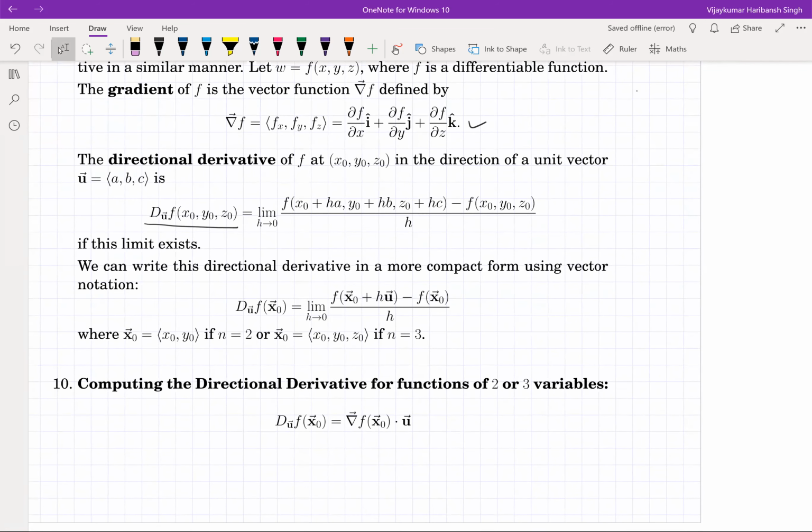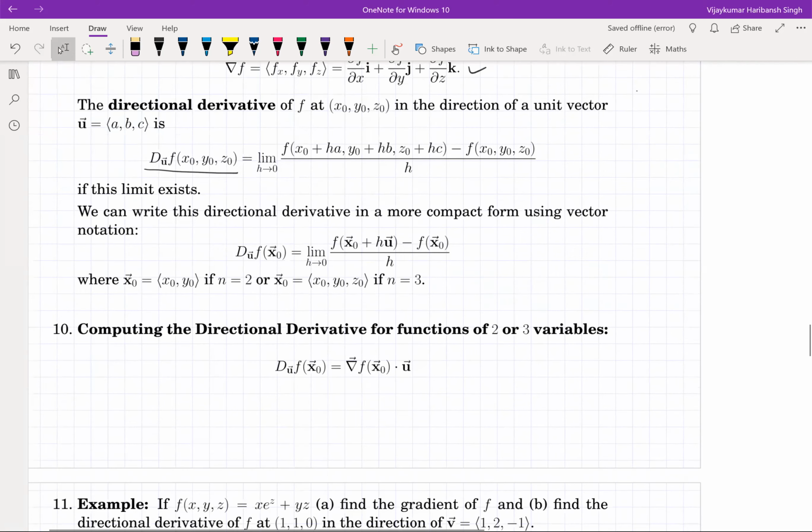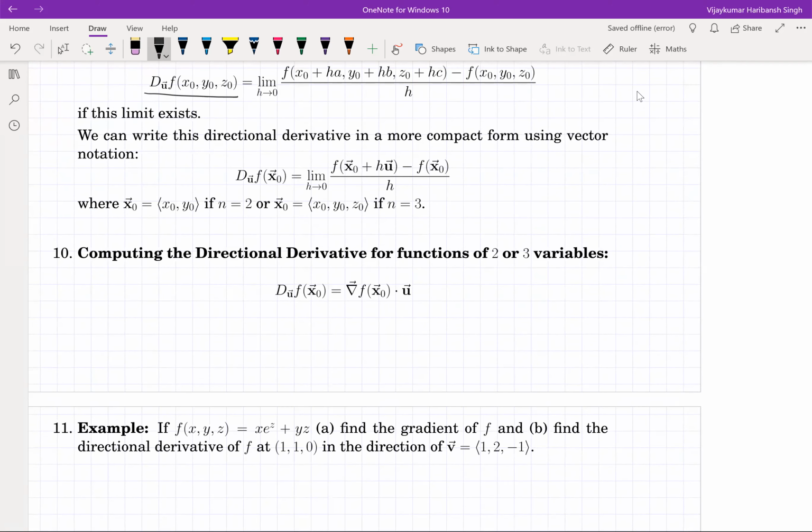And this is the notation in the vector format. So this is the key for computing the directional derivative. So again, in some sense, we generalized the idea of partial derivatives with respect to x and y, but then we are saying, hey, partial derivatives are still in the game because you can compute the directional derivative using the partial derivatives.